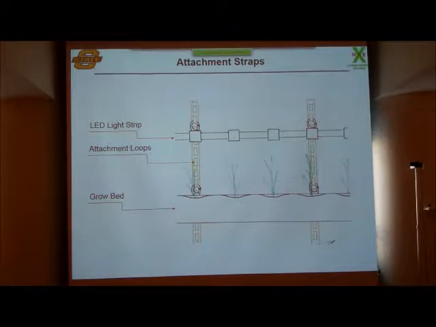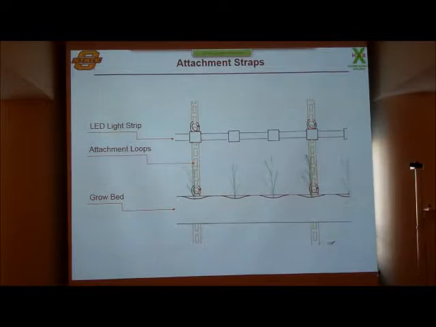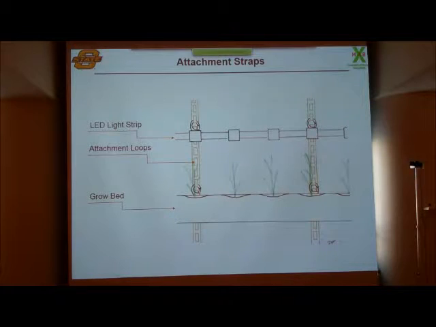So this is our plan for the attachment straps, which is how we're going to mount all of our inside systems. There's straps that come from the ceiling down to the floor that have little loops in them. And those little loops will use carabiner-like attachments to attach any type of systems to those. So for instance, in this picture, we have the LED light strips and the grow beds to show the relationship between those. The good thing about this system is that we can move anything at any time. So if the plants grow taller and we need to move the grow beds down, we can do that.